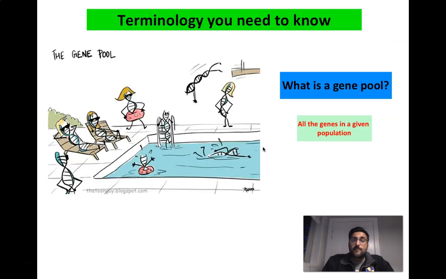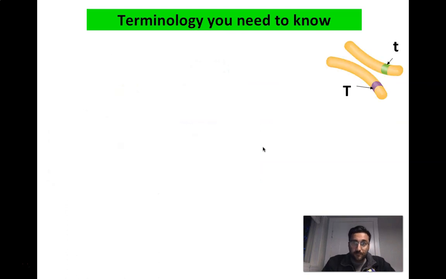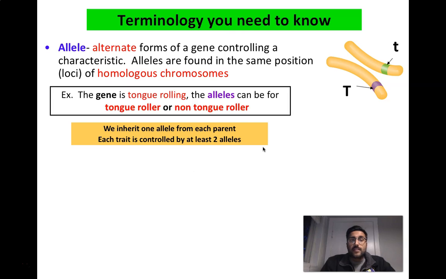The gene pool of a population is all of the genes and all of the possible alleles in that population. Some other terms I want to go through again. An allele is a version of a gene that controls something. For example, you can either be a tongue roller, you can roll your tongue, or you can't roll your tongue, or maybe you can do the funky looking W. Some people can turn their tongues, some people can't, right? So you either can or you can't. In this case, that's two versions of a gene, so two different alleles.